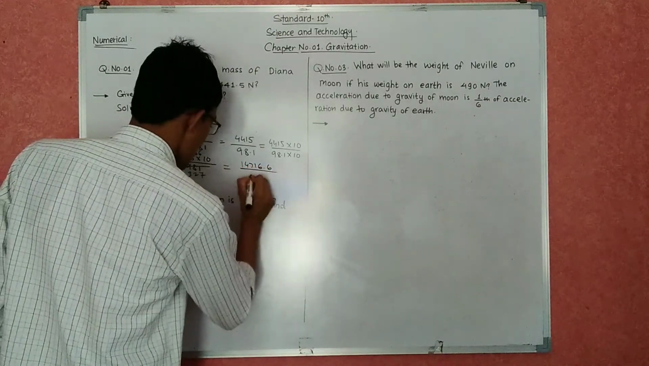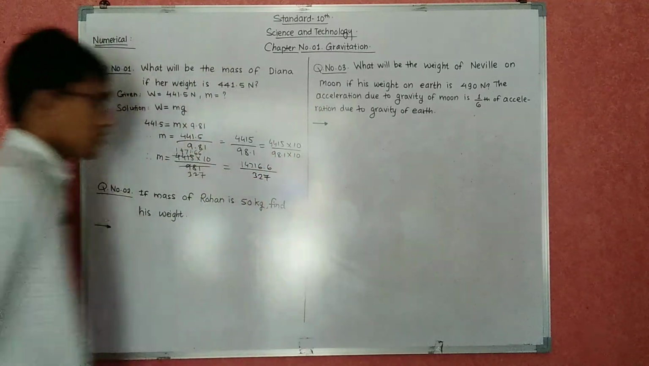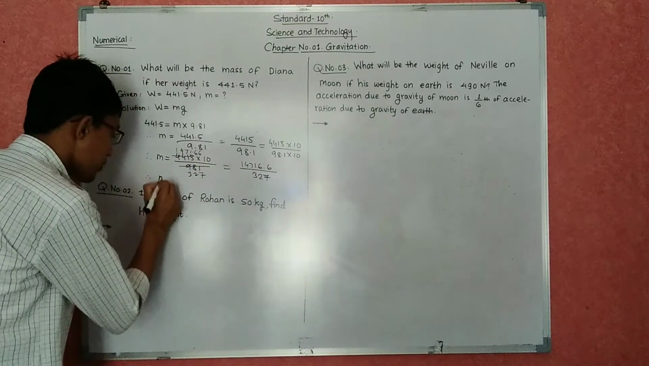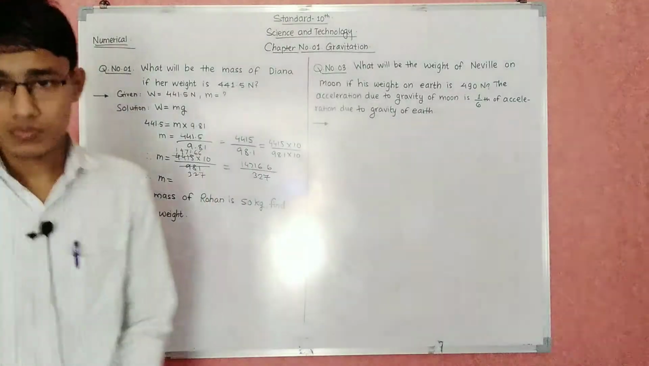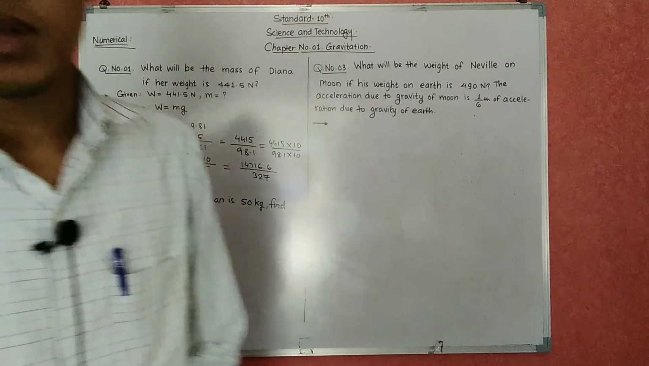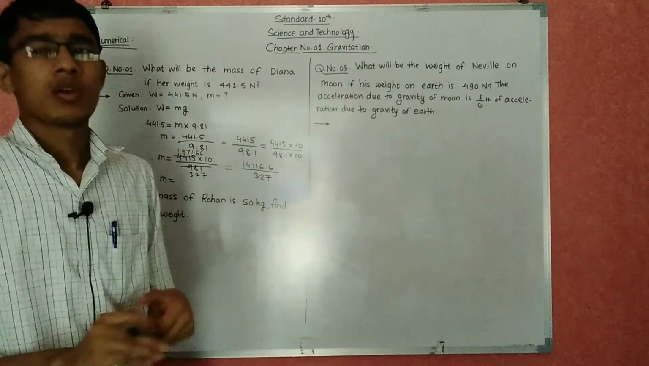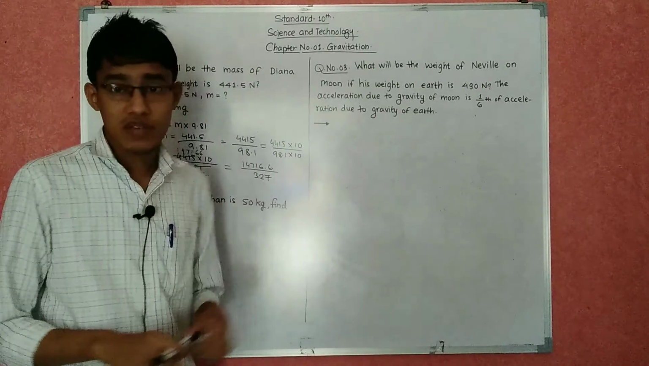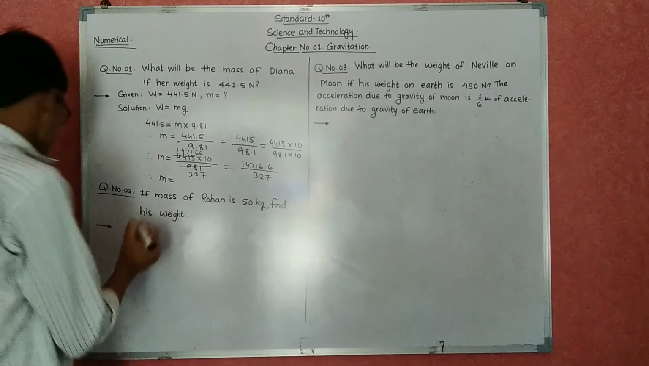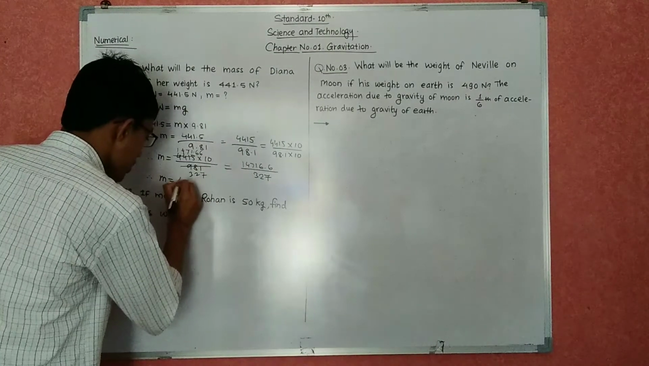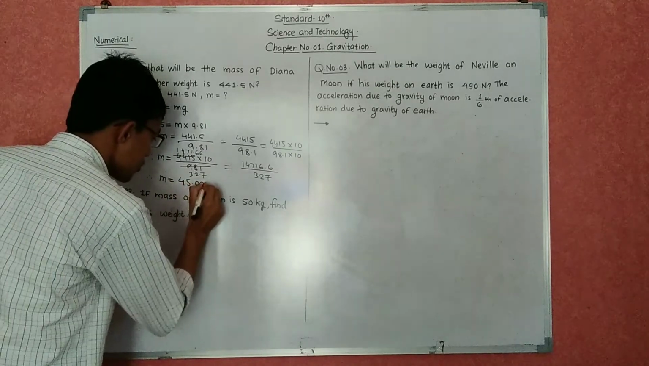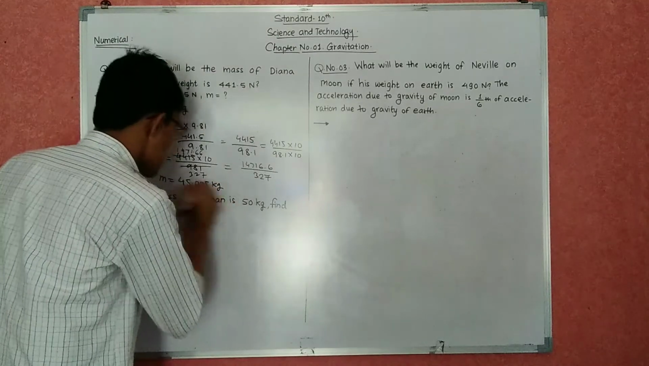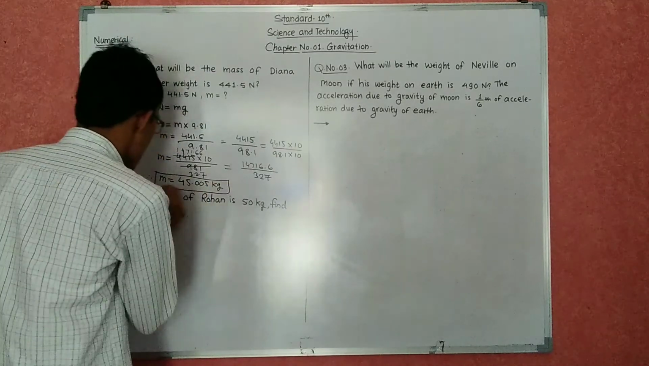So that is 14716.6 upon 327. After dividing this, we are going to get mass is equal to 45.005. So 45.005 is the mass of Diana.